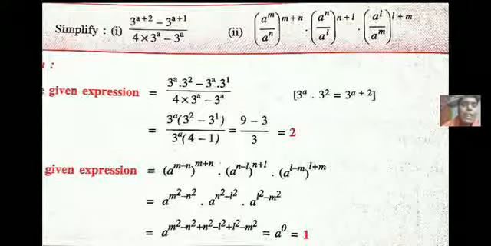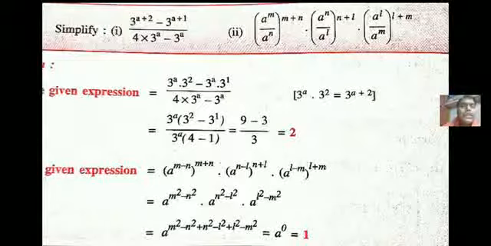So 3 to the power 2 is 9. 3 to the power 1 is 3. 4 minus 1 is 3. So 9 minus 3 is 6. 6 by 3. 3 twos are 6. So answer is 2.